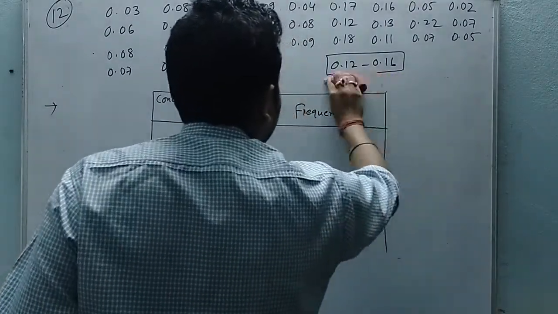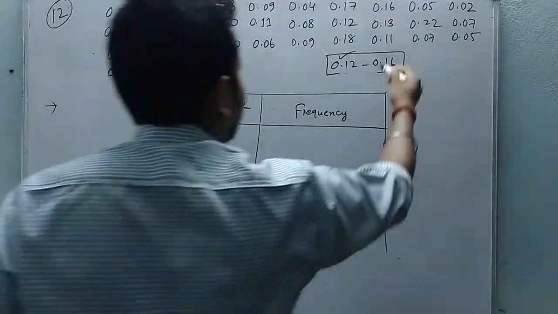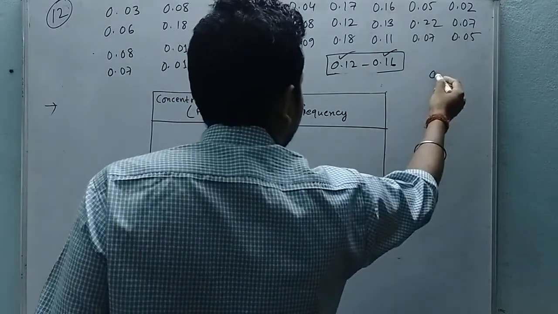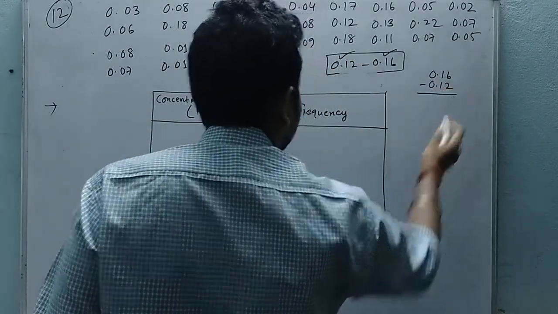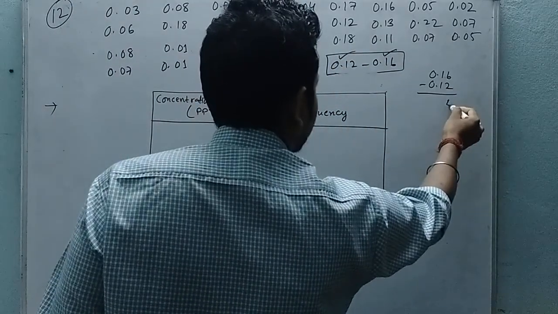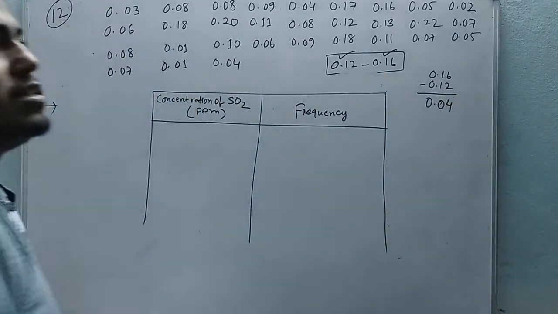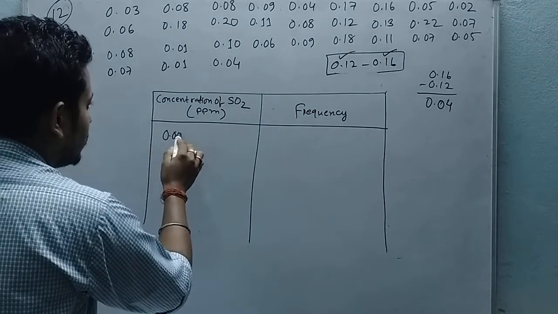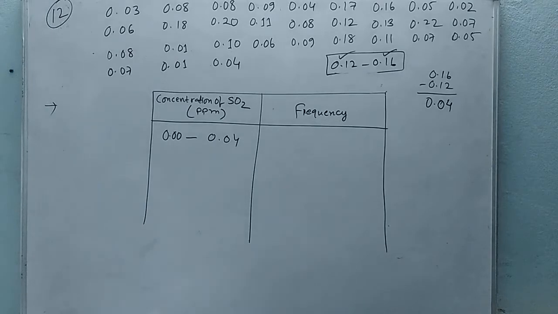So our class length is 0.04. Or else, what will you do? This is called the lower limit, this is called the upper limit. So you write the upper limit first, and the lower limit below it, and subtract. From the upper limit you subtract the lower limit. 6 minus 2 will be 4, and 1 minus 1 will be 0.0, okay? The length will be 0.04. So our first class interval will be 0.00 to 0.04, okay? This is the size of the class interval.